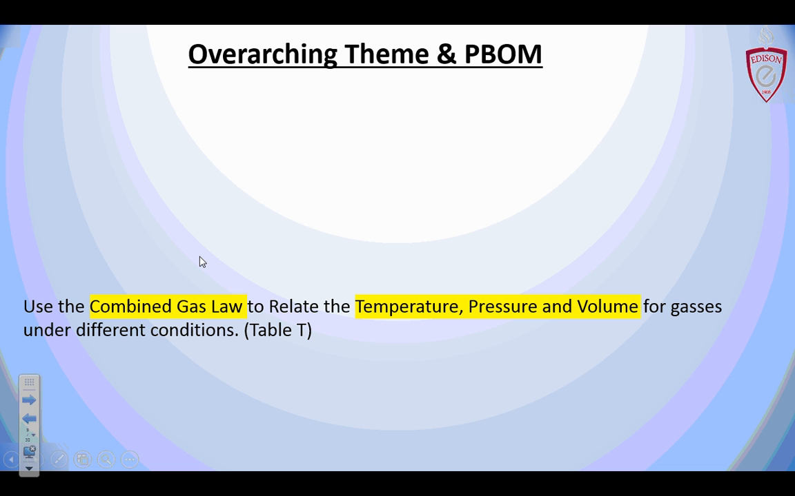MoNaCo's bullet here. I'm going to write on the screen and then delete it because I want you to write the equation down. Milks, write it down. P1 V1 over T1 equals P2 V2 over T2.